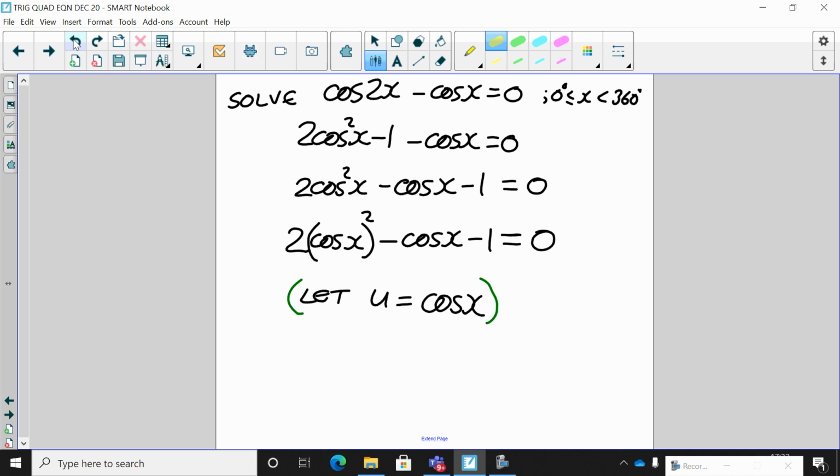The reason I'm using the letter u is because it's my choice. The letter u is known as a substitution variable. So I'm just going to go for it. Get rid of cos x. Anywhere with cos x, I'll put in the letter u. Trust me on this one. It's like me packing up my clothes in a suitcase.